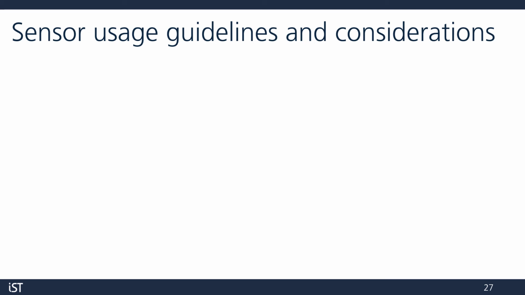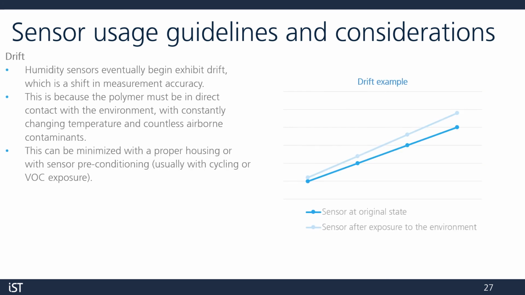Here are a couple of other things to consider. Drift. Humidity sensors are exposed directly to their environment, with constant changing temperatures and countless airborne contaminants. The sensor can eventually start to exhibit drift. This can be minimized with a proper housing or by preconditioning the sensor. This typically involves exposing the sensor to VOC contaminants.